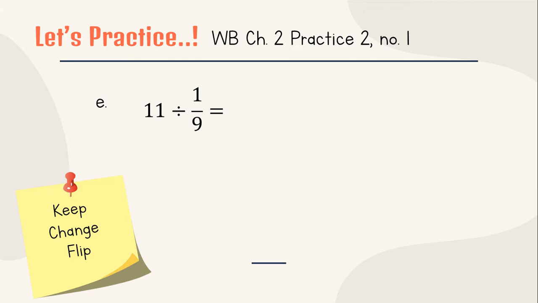11 divided by 1 per 9. Keep, change, flip. Keep 11, change to multiplication, and flip, 9 per 1. Okay? So 11 times 9 per 1 equals 99. It's kind of easy, right? And once again, this is 99 per 1, and consider it as 99 itself.